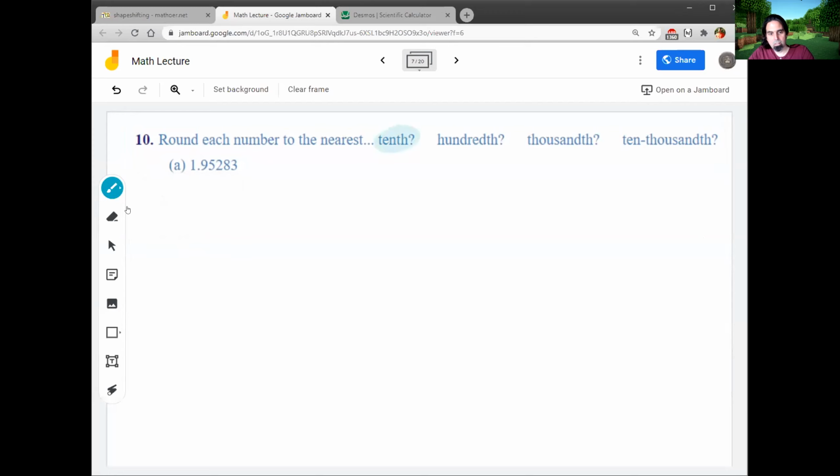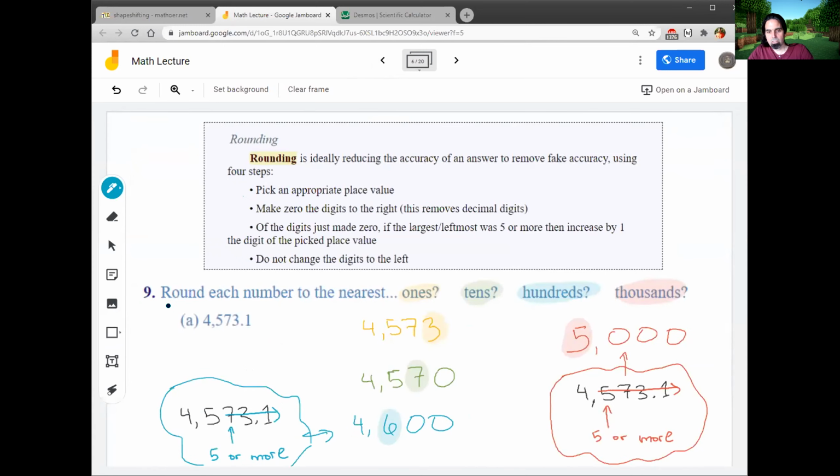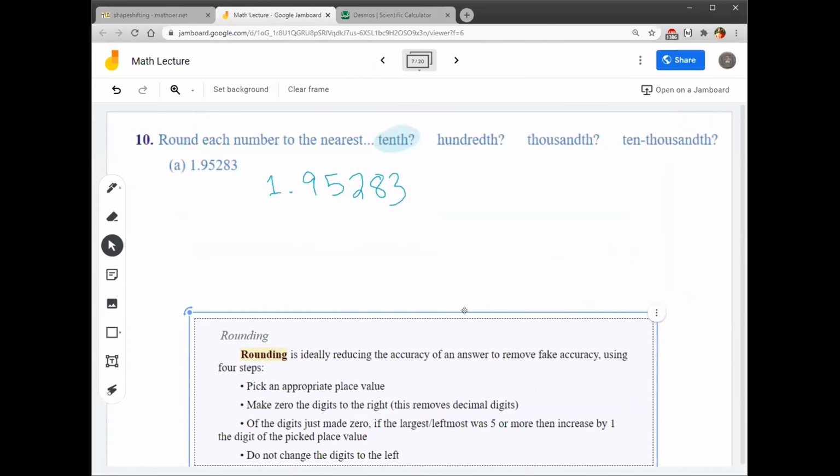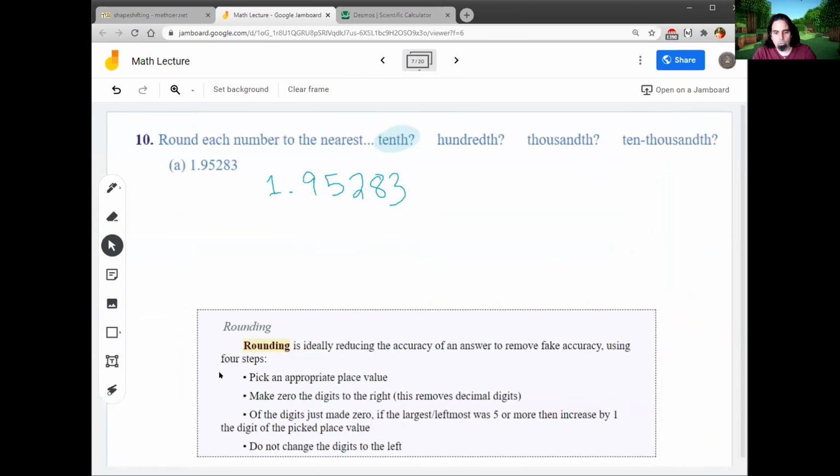Okay, so tenths. So I'm going to take my number 1.95283. Do you want me to put my steps on the same slide so you can see it? Yes, please. As you wish. There we go. So first, pick the right place value. So I'm supposed to pick the tenths. Am I the only one seeing part of it? They can see it all. Weird.